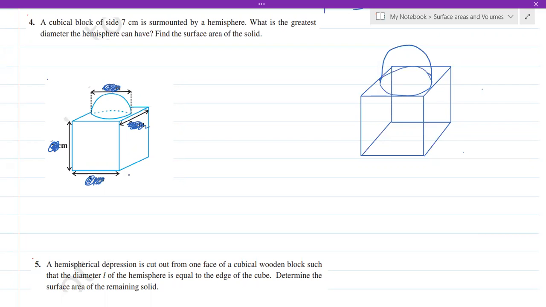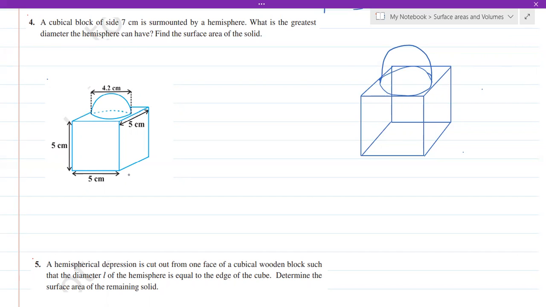Now the greatest diameter that can be drawn will be this one, right? Let's say this is the diameter, and this diameter will be greatest, and it will be equal to this edge length, isn't it? Very clearly, the greatest diameter will be equal to edge length. What is the edge length given? It is given as 7 centimeter. So the greatest diameter that the hemisphere can have is 7 centimeter, and we have to find the surface area of the solid.